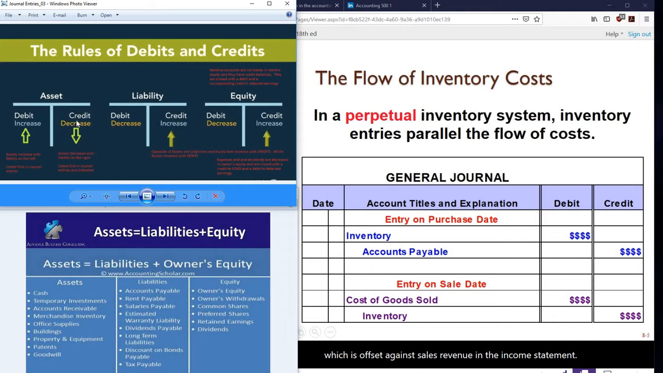In a similar vein, on the asset side, in a decrease, you would credit. But on the liability and equity side, you would debit the decreases. And all you have to do is go down here and find out what kind of account it falls under: either is it an asset, a liability, or is it owner's equity. That's pretty much it.